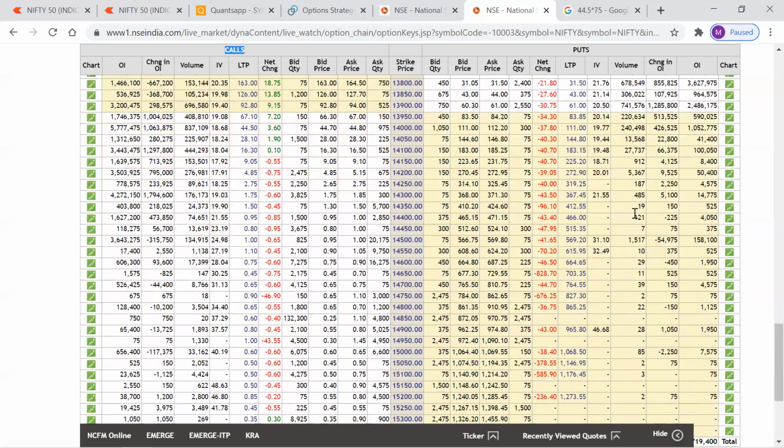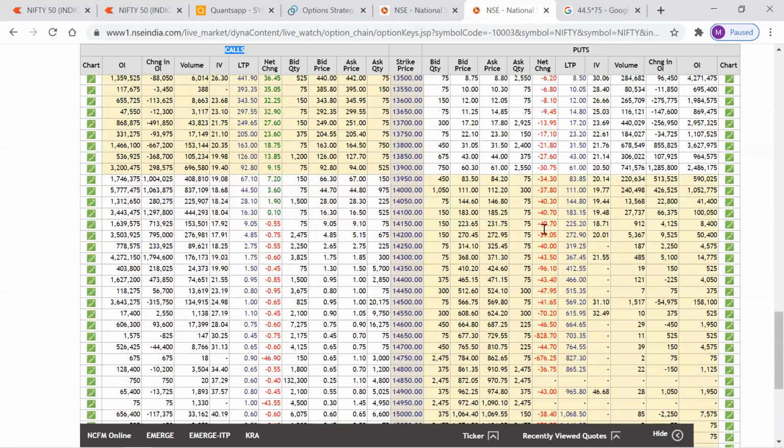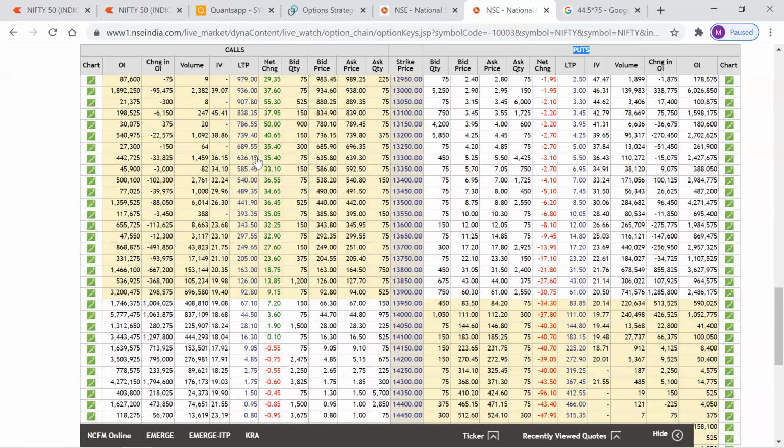So all the data present in the yellow fields towards the right end of the table is nothing but in the money data for puts. Okay, so it's pretty simple. If it's yellow, it's in the money for calls. And if it's yellow, it's in the money for puts.